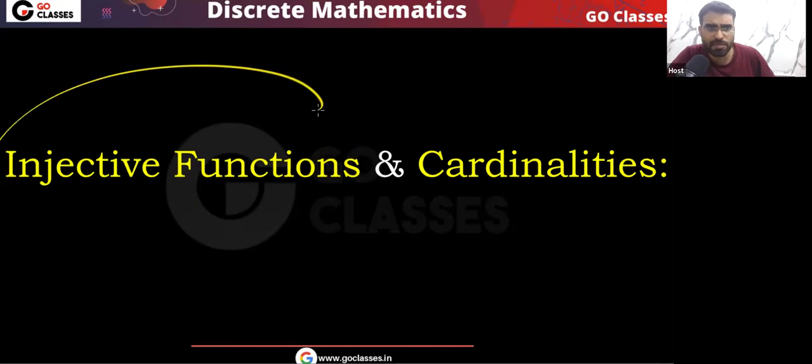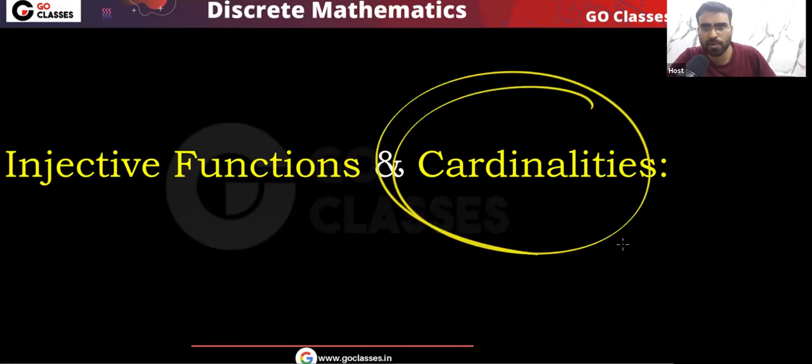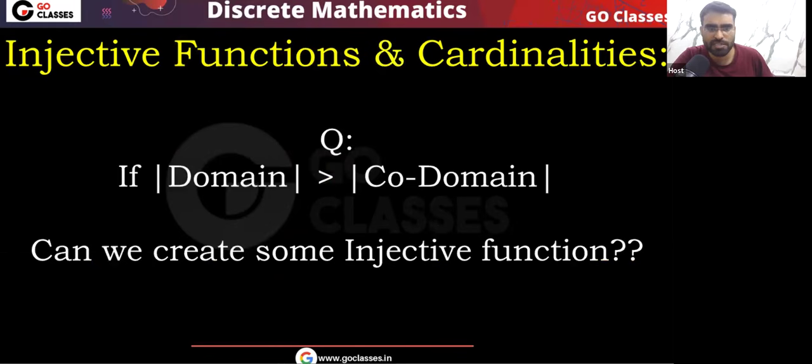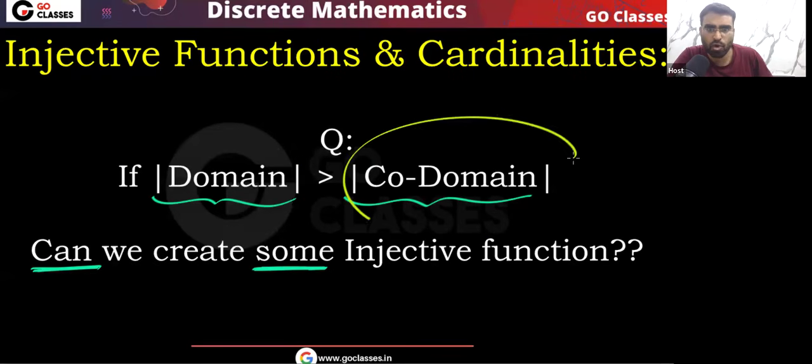What is the relationship between injective function and the cardinality of the set? Cardinality of the domain and codomain. Okay, so that we will see. Tell me the answer for this question. If domain cardinality is greater than codomain cardinality, can we create some injective function? Take your copy pen and try to create.